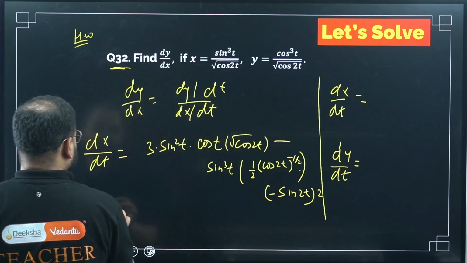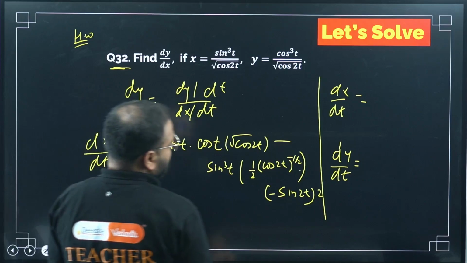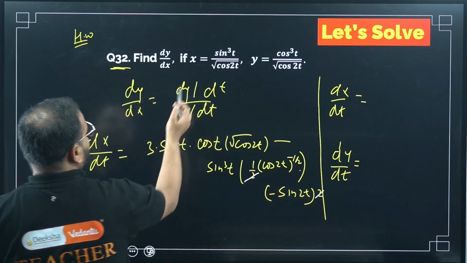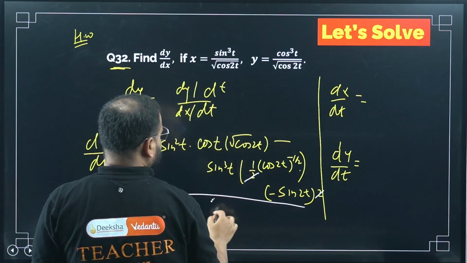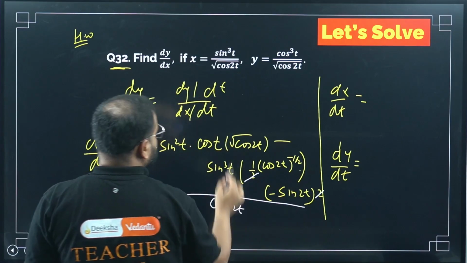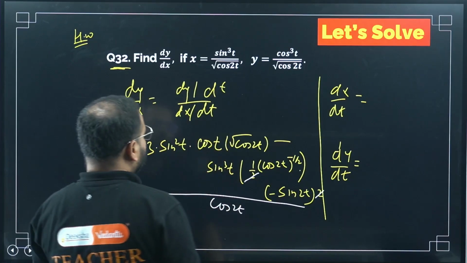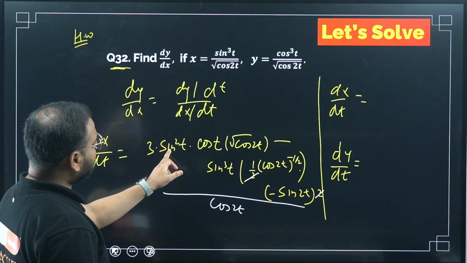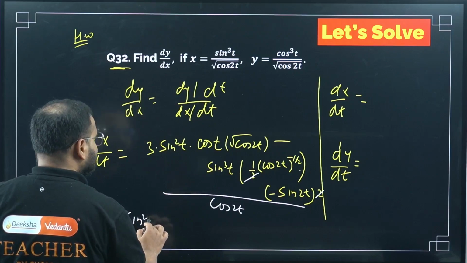So if I'm simplifying this, please check here. 1 by 2 and this 2 will cancel each other. And the denominator is there. There's a quotient rule, right? So the denominator will be there. What is this denominator? Square of this term. So simply cos 2t, since square and root will cancel. Now, if something is common, please check. Sin square t is common from here, so I'll take sin square t common.